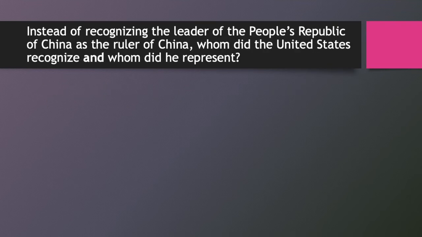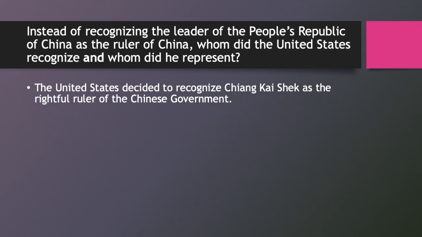All right, so instead of recognizing the leader of the People's Republic of China as the ruler of China, who did the United States recognize and who did he represent? Well, you have the United States decide to recognize Chiang Kai-shek as the rightful ruler of the Chinese government. I guess to add a little bit onto that question, he was in Taiwan, so technically he represented the Taiwanese instead of the Chinese mainland.